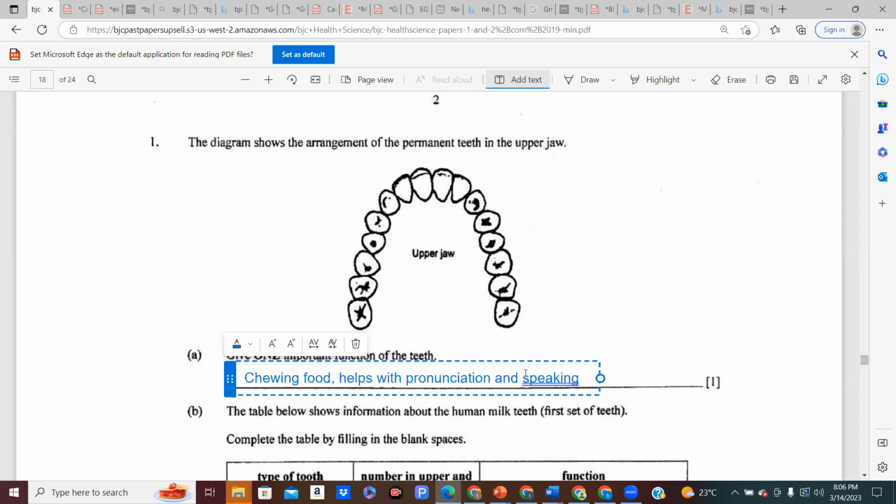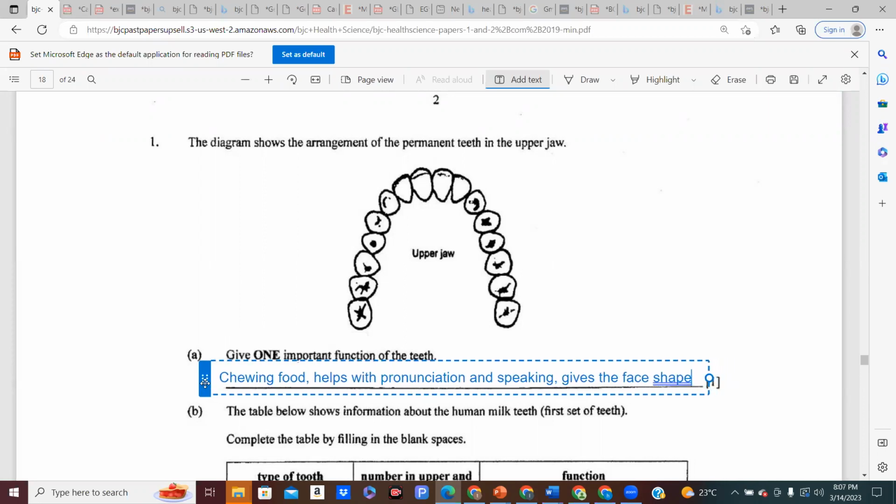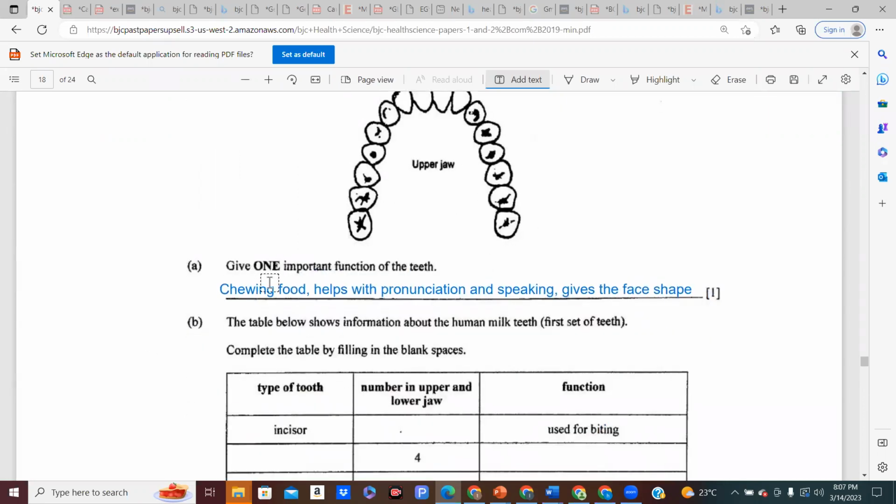Please write this down. Write down the questions along with the answers. So you could chew food, help with pronunciation and speaking, and it also gives the face shape. Okay. So those are functions of the teeth. Now they only ask you to give one. So you could give either one. Don't give all three. If they only ask for one, just give them one. Is that clear?